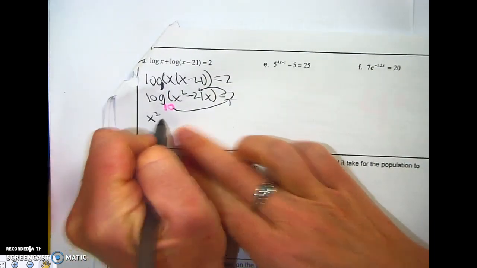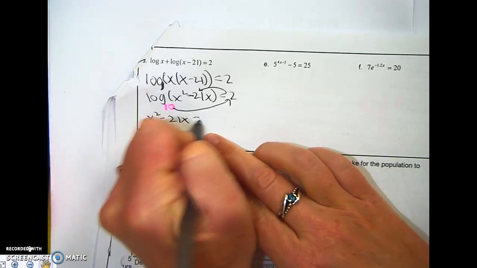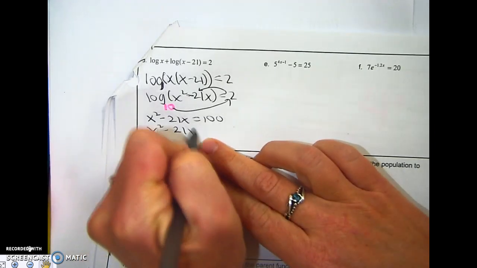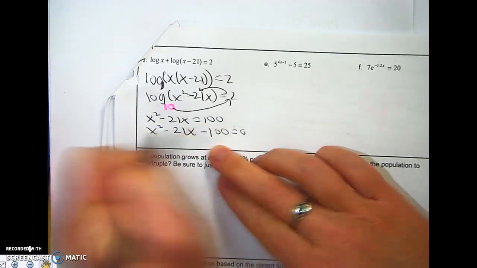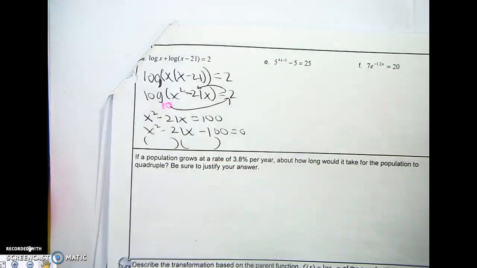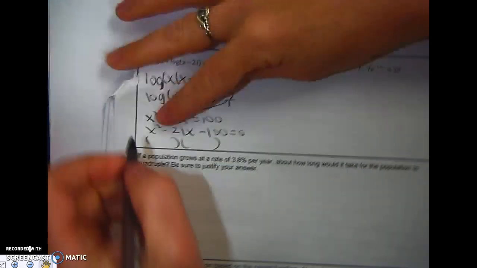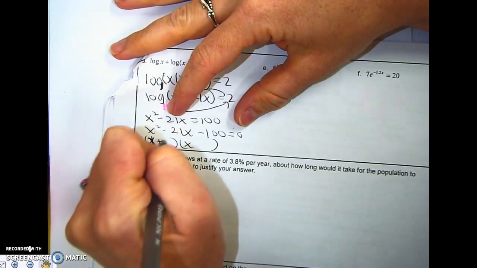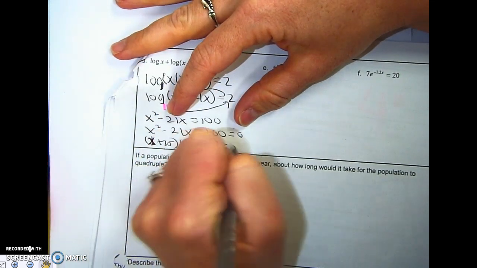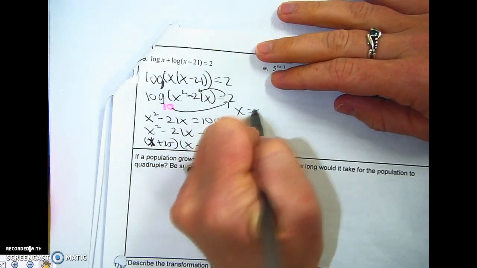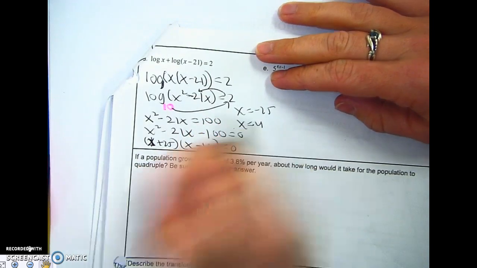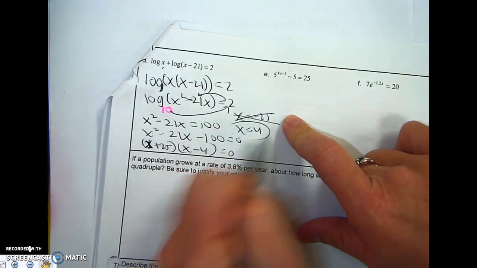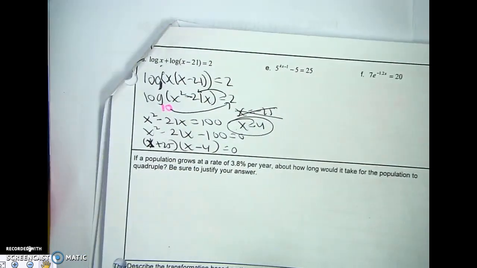x squared minus 21x equals 100. Set it equal to 0. Factor. 25 and 4. Oops. Plus 25 minus 4. So my numbers are negative 25 and 4. But the problem is, if I take the log of a negative number, it's going to give me an error. So the answer is 4.